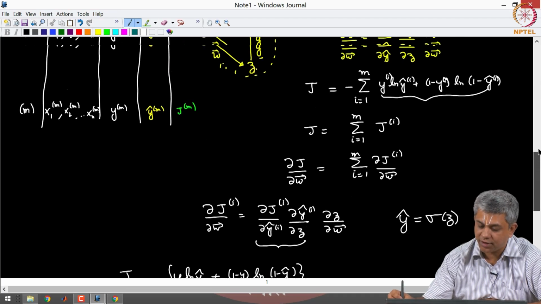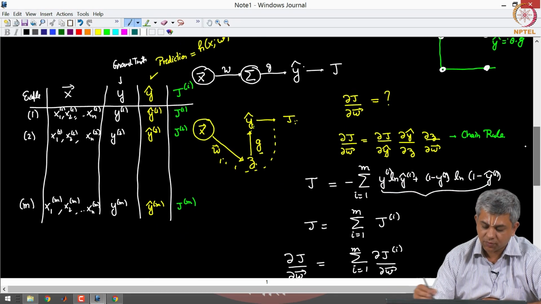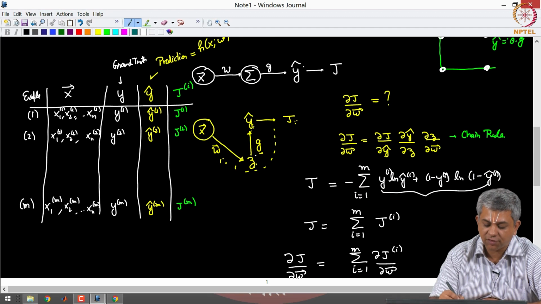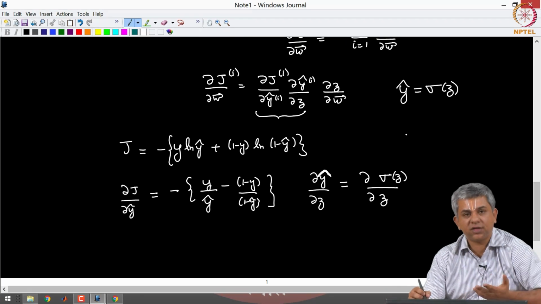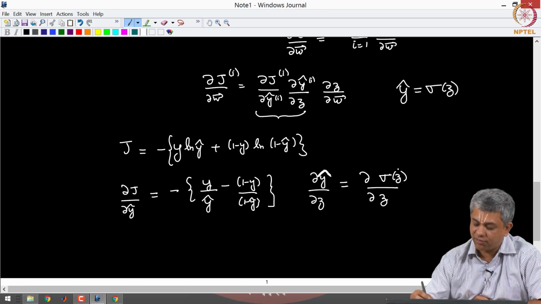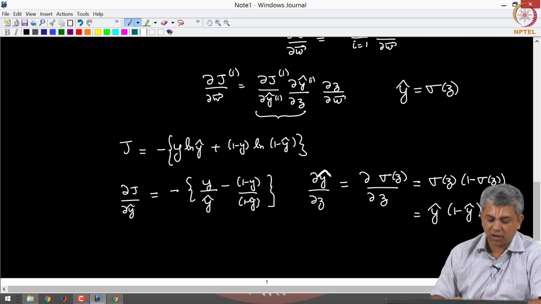That is how we calculated it. If you come here to this picture, y hat was calculated as g of z, or sigmoid of z. Now, luckily in a previous video we already calculated this derivative. This was simply sigmoid of z times 1 minus sigmoid of z, which is the same as y hat times 1 minus y hat.